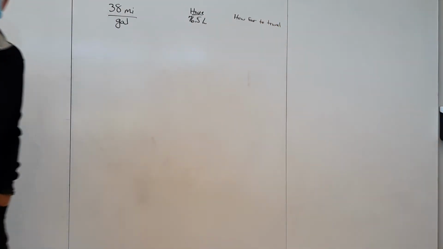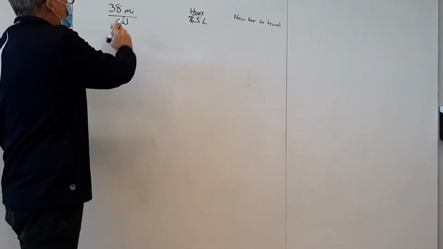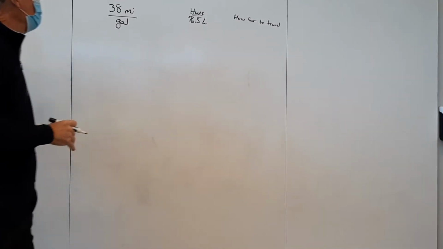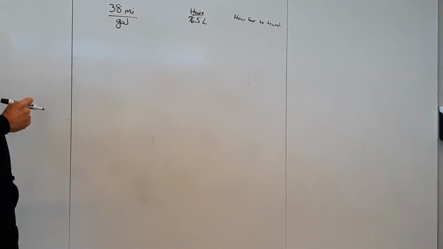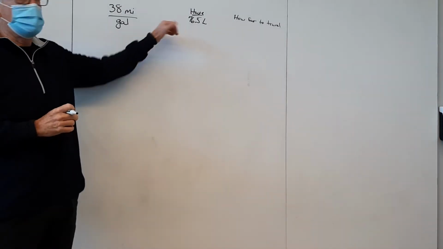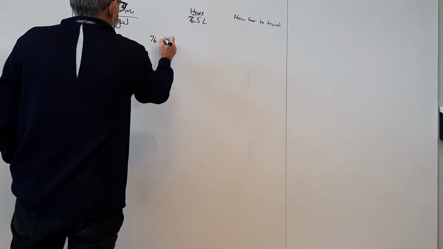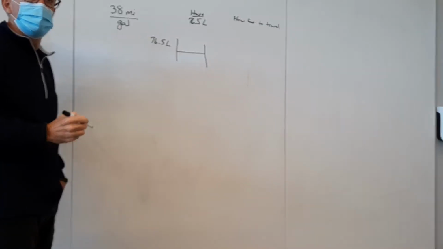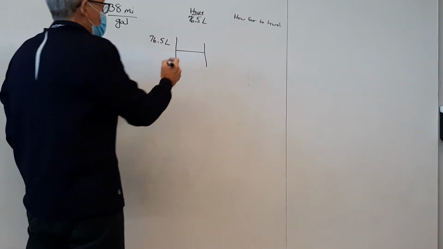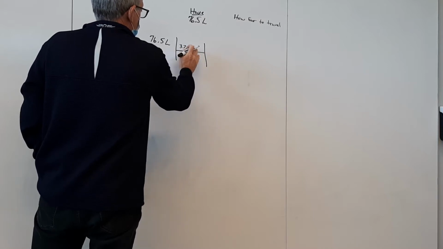So now we know what we have. Always write it down. Here's my conversion. How far to travel? I gotta change, what do I gotta change? Gallons to liters. Well, I gotta change the liters to gallons, yes? So I got 76.5 liters. What is my conversion? 3.75 liters per gallon, right?